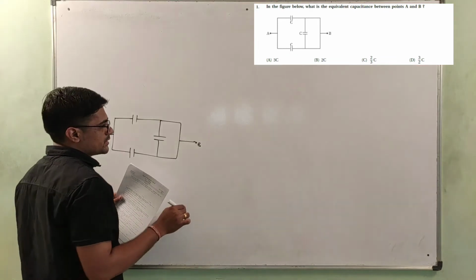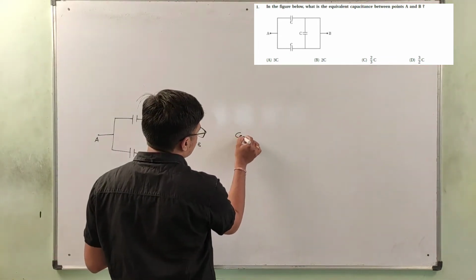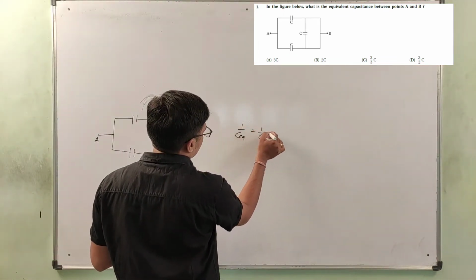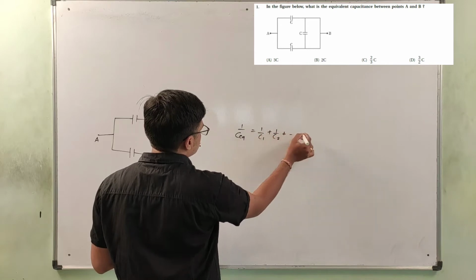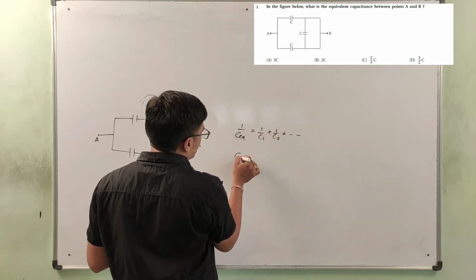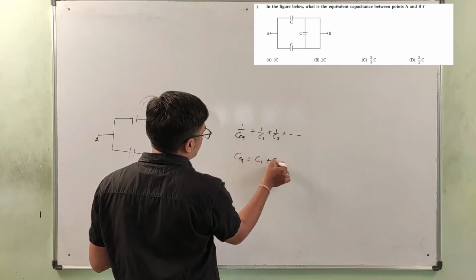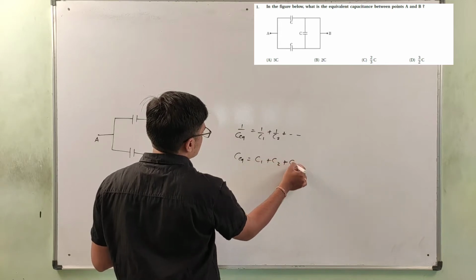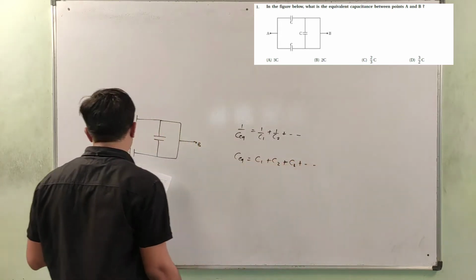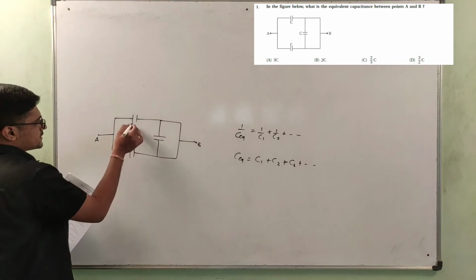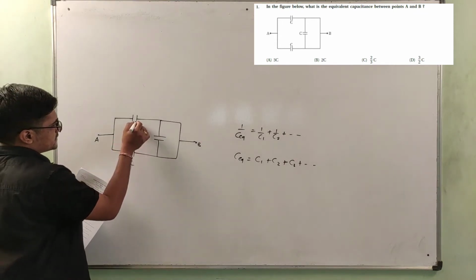So in series combination of capacitor, the equivalent capacitance is 1 by C1 plus 1 by C2 plus up to 1 by Cn, and in parallel combination it will be C1 plus C2 plus up to Cn, right? So in this connection, identify the connection is series or parallel.